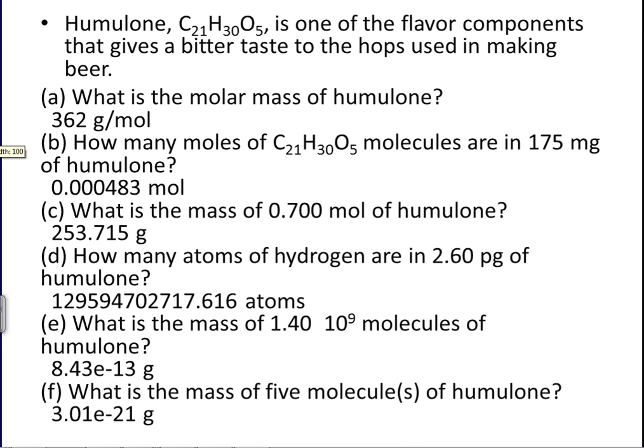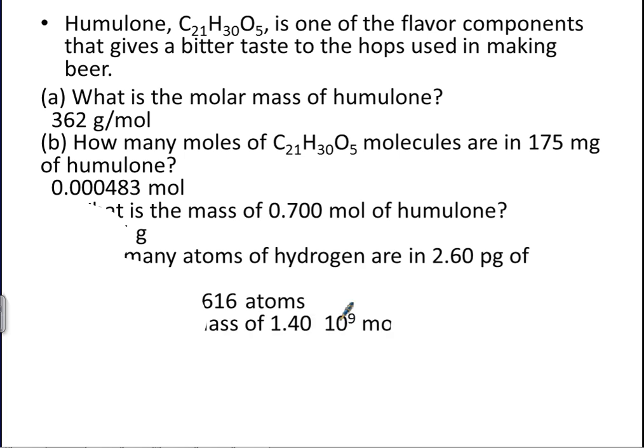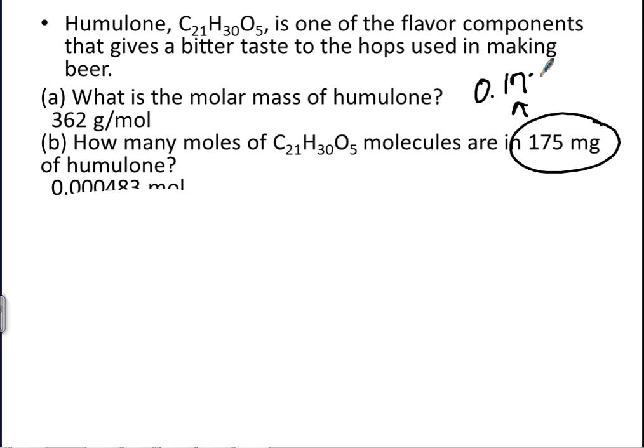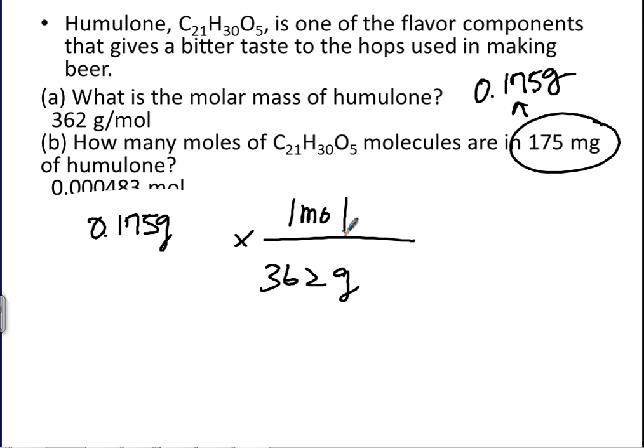Okay, so let's start over. If it makes you sleep better at night, let's convert this to grams. 175 milligrams is the same thing as 0.175 grams. Do you agree? Yes. Okay, so 0.175 grams of this compound, divided by 362 grams for every 1 mole. So, can someone put that in a calculator? I can just go ahead and turn it into molecules.